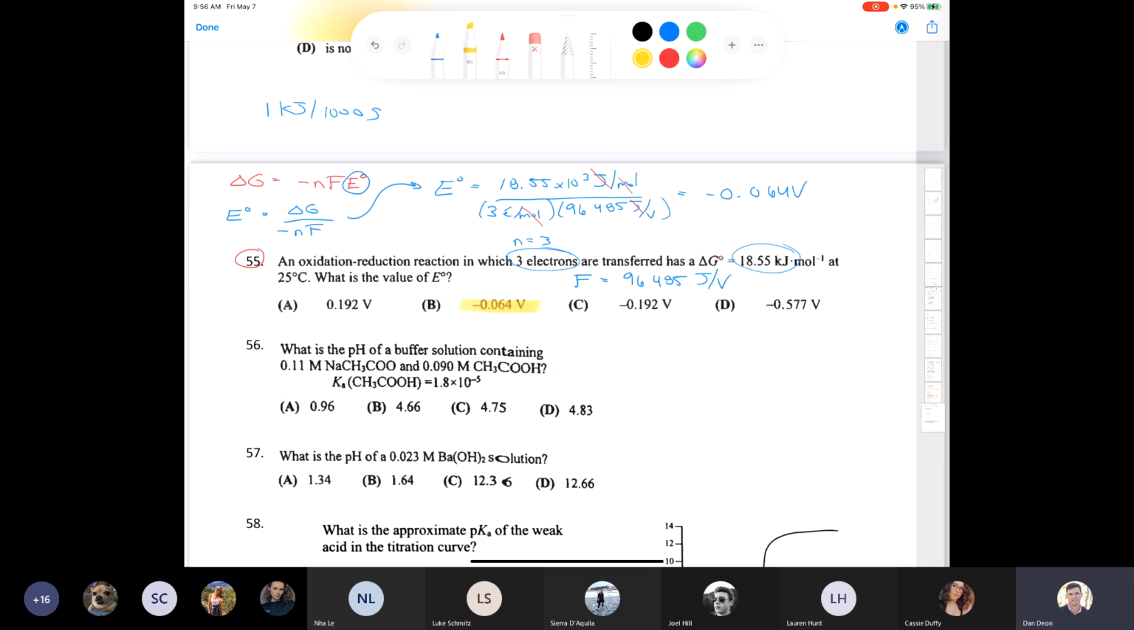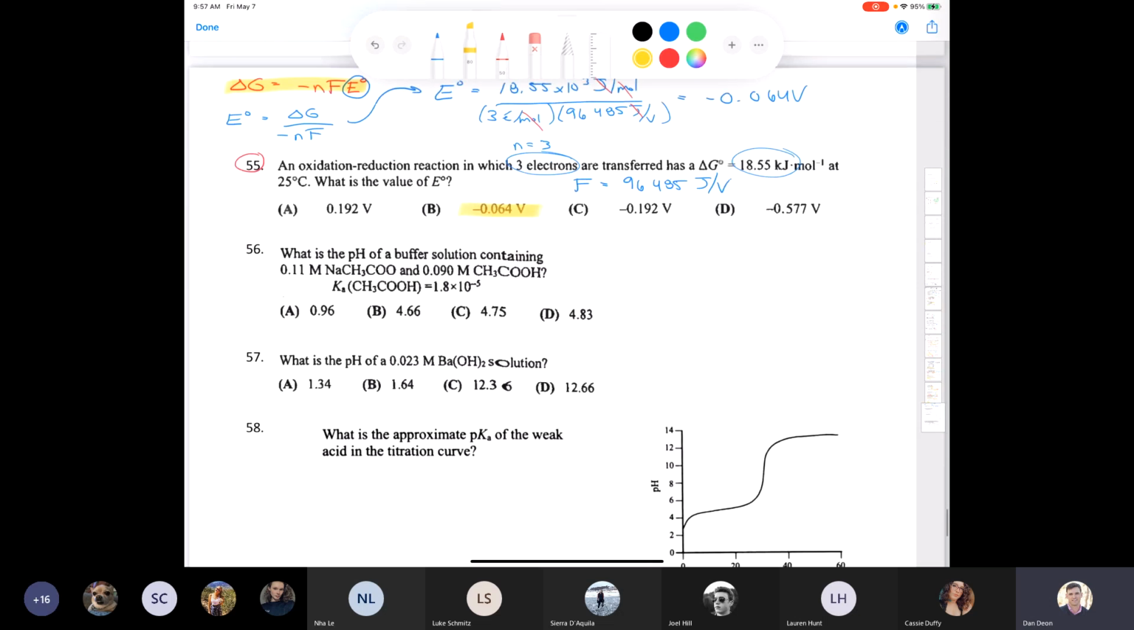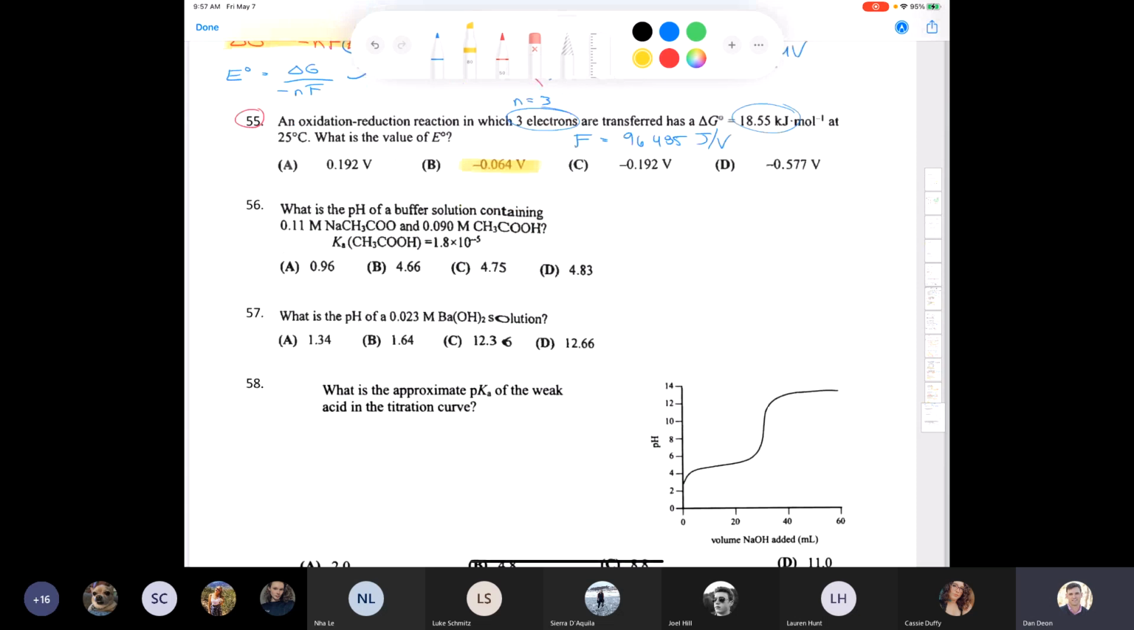And if you look at the handout that you have for the final exam, you'll see that this formula is in the list of formulas: delta G is equal to negative NFE. You see the list of equations, and it is in there. All right, number 56. What is the pH of a buffer solution?